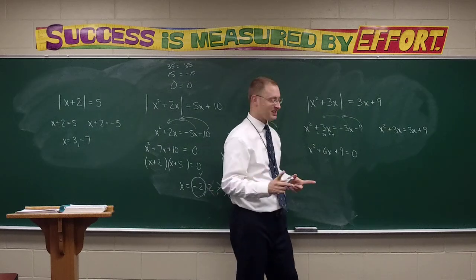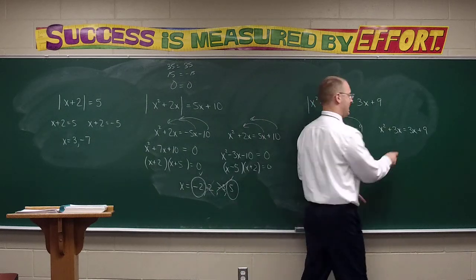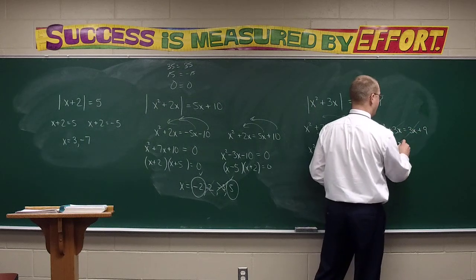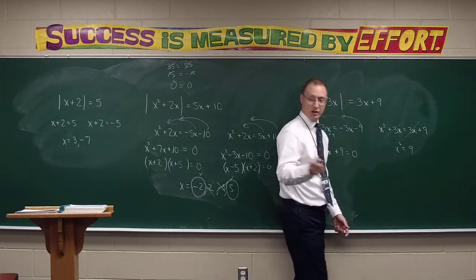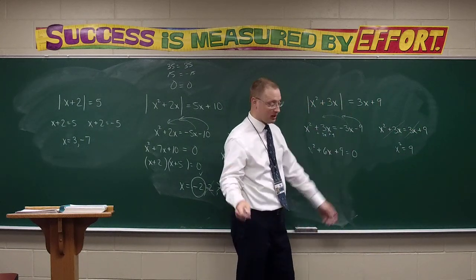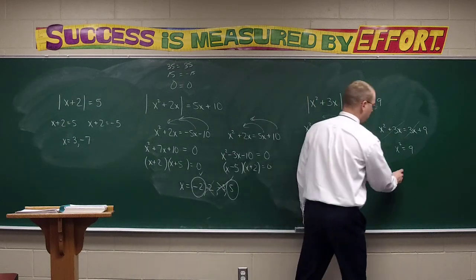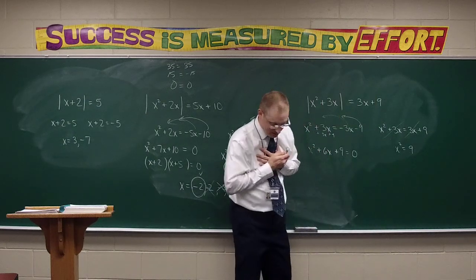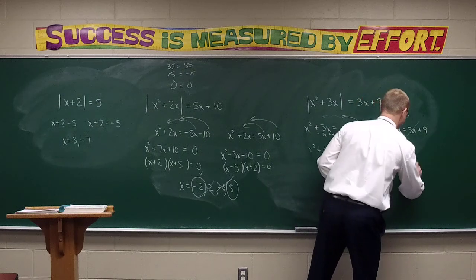Those 3 x's cancel, and it just gives me x squared equals 9, which actually works out great, because that's incomplete. X equals 3. X equals positive negative 3.